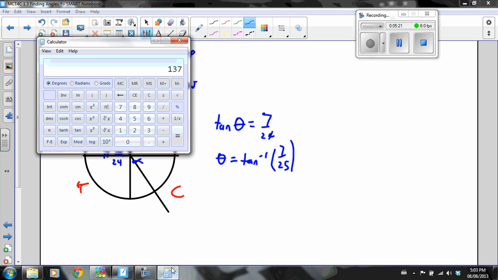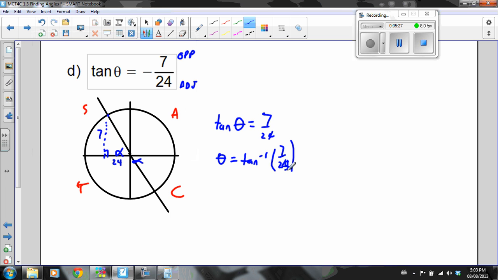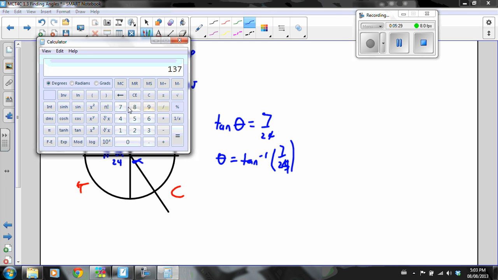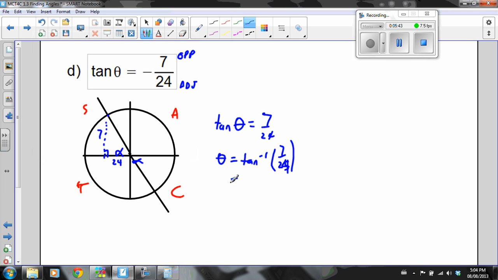Watch your calculator steps there. On my calculator, I have to go 7 divided by 24, not 25, and get that answer before I do the inverse sine. You might be able to use inverse tan and put that in one step. So my reference angle is about 16 degrees. So that's my reference angle.